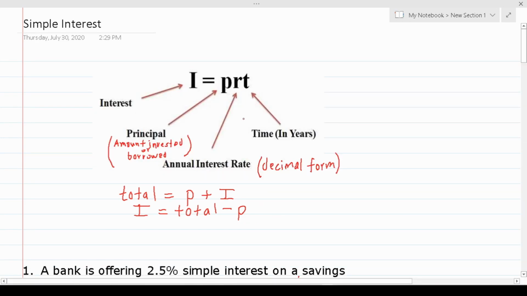As I mentioned, we're going to start today's video by reviewing the formula to calculate simple interest. It's right here. And as we can see, it's I equals P times R times T, where I stands for interest. P stands for principal, which is the amount you originally invest or borrow. R stands for interest rate, and that's always in decimal form. And then T stands for time, and that should always be in terms of years.